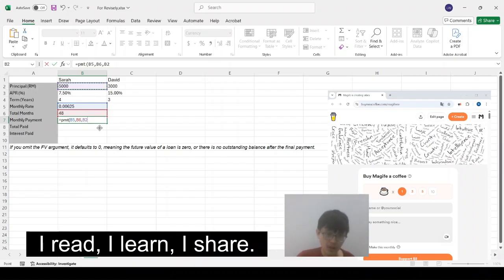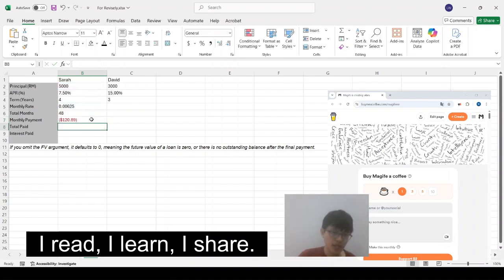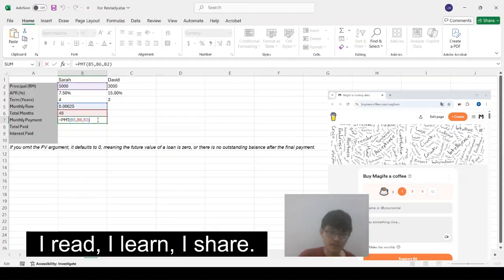So here there is the FV and type, which are optional. What is FV? FV is the future value. If we omit the FV argument, it defaults to 0, meaning the future value of the loan is 0. Or you can think of it like there is no outstanding balance after the final payment. So normally we just leave it, since this is the optional part.